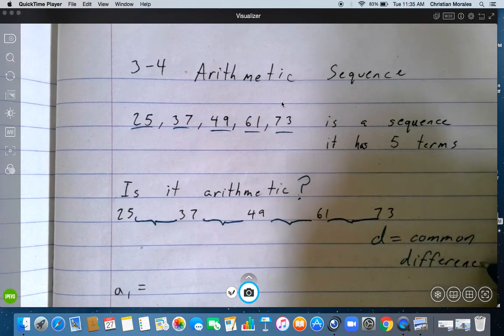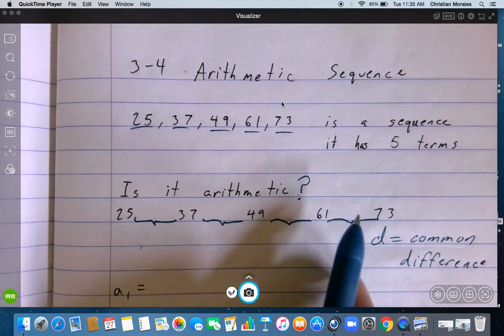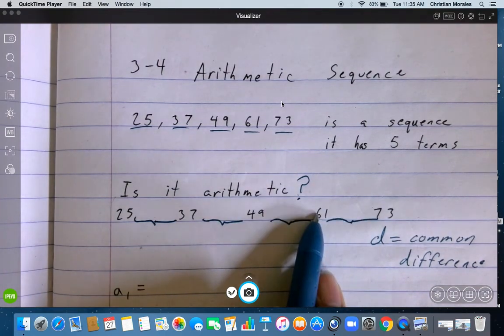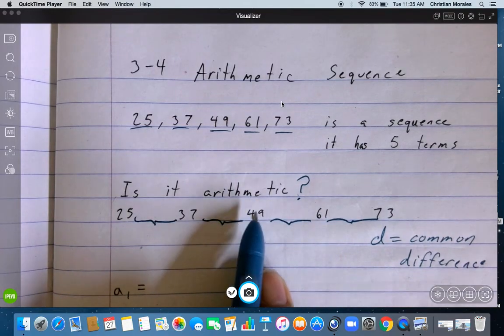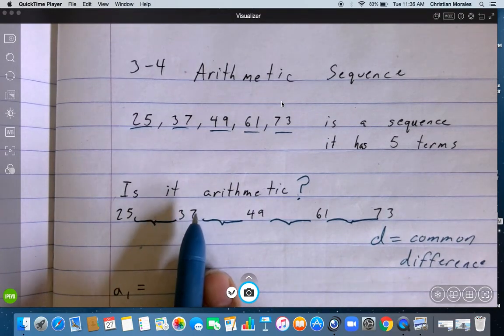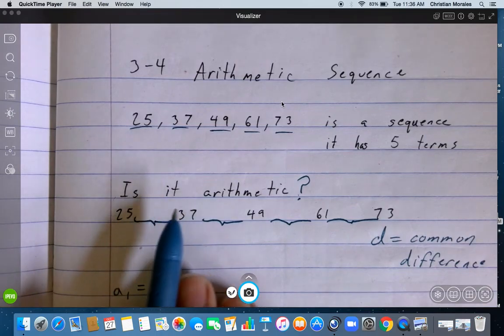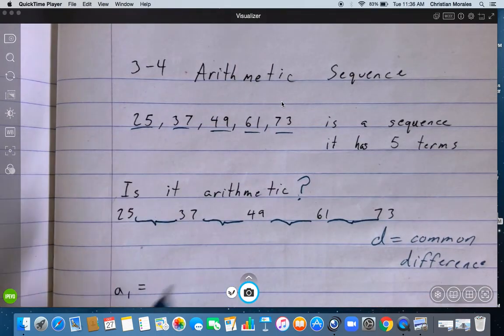So if you're not sure what it is, you can take the number over here and subtract this one. So 73 minus 61, or 61 minus 49, or 49 minus 37, or 37 minus 25. If you do all of that, they'll give you the same numbers. Or you can just look at it.